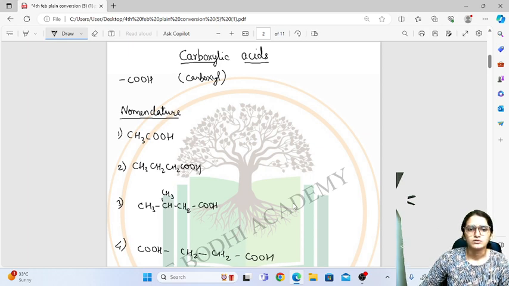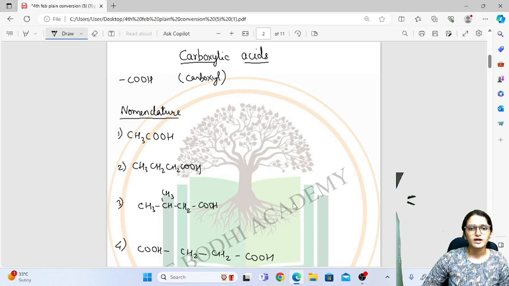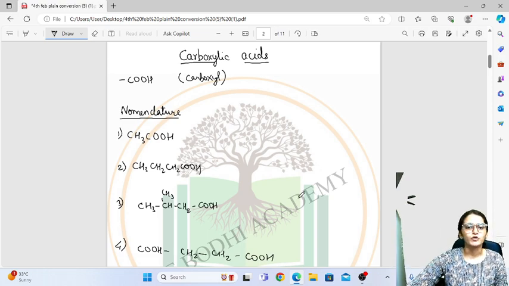Aldehydes and ketones are a type of carbonyl compound, and carboxylic acids are also a similar kind of compound, but not that similar to aldehydes and ketones. Okay, so for carboxylic acids, we will start with the nomenclature first.